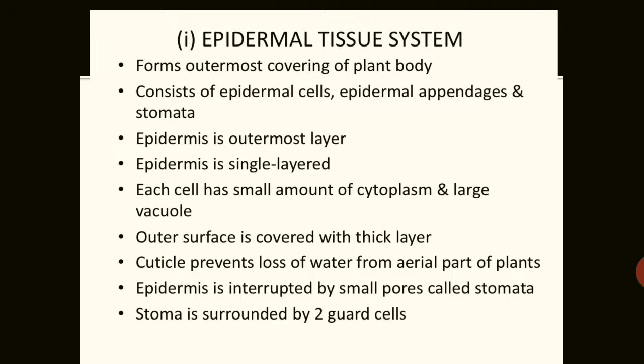The outer surface is covered with a thick layer to reduce the respiratory loss, the photosynthesis loss or heat loss. Sometimes a cuticle is present, which prevents the loss of water from the aerial parts of the plants. The epidermis is interrupted by small pores called stomata, in the young stem as well as in the leaf's upper and lower surface. The stomata are surrounded by two guard cells. So stomata are responsible for transpiration.